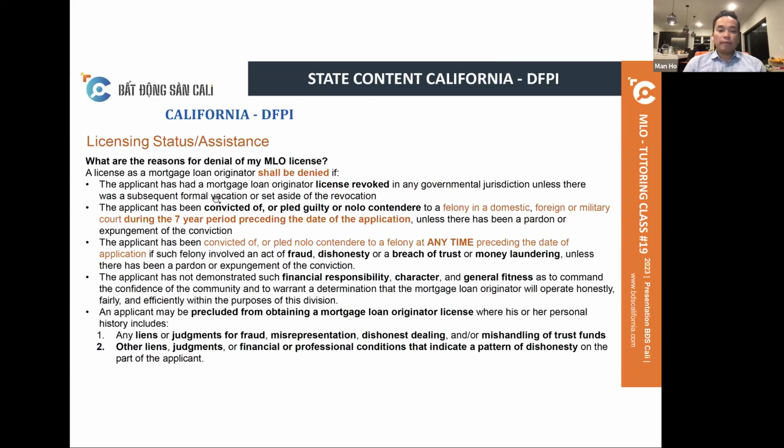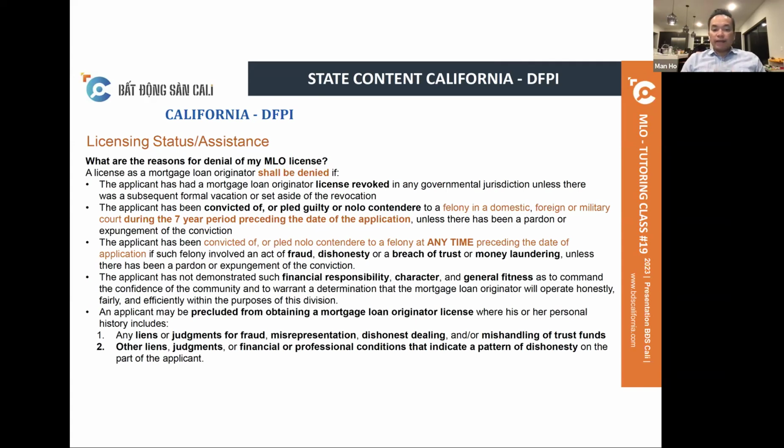The applicant has been convicted of, or pled guilty or nolo contendere to, a felony in a domestic, foreign, or military court during the 7-year period preceding the date of application. So looking back 7 years from the date of application, if you were convicted of a felony in a domestic, foreign, or military court, you're not going to be able to obtain the license. You cannot apply for the license.